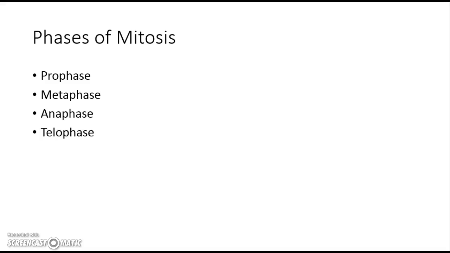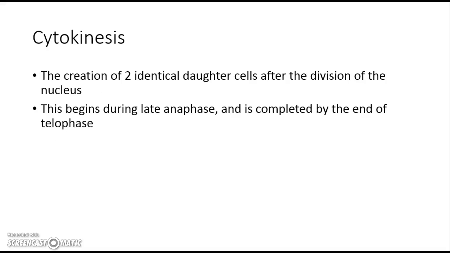So the phases of mitosis are prophase, metaphase, anaphase, and telophase. And hopefully in your textbook or in your lab you have already talked about what happens in each one of those phases. At the very end of mitosis, we also go through a process called cytokinesis.